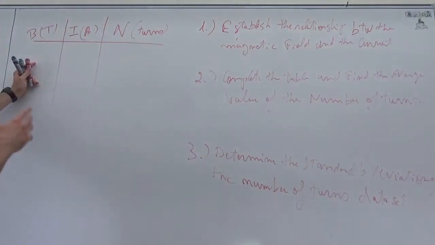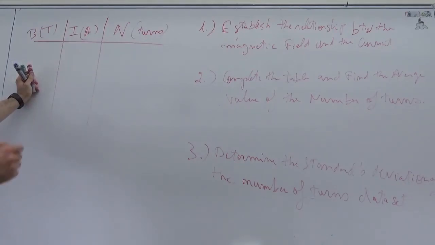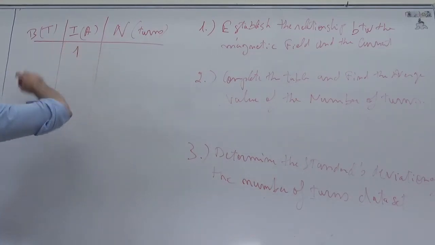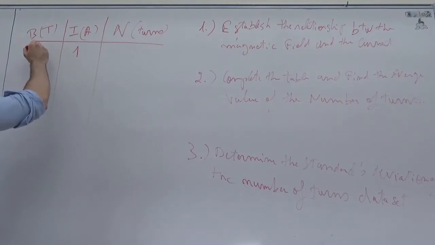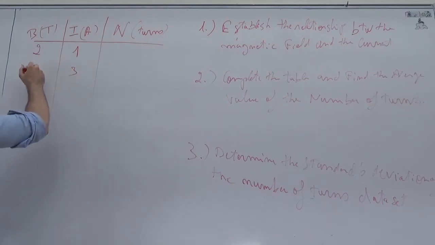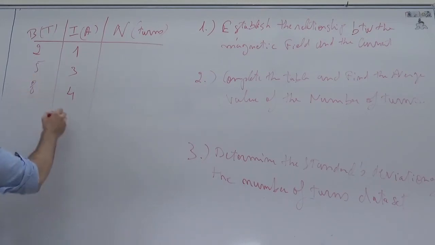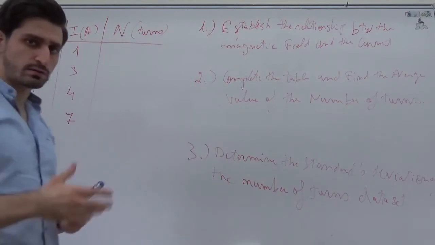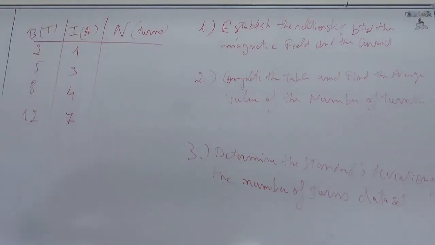So over here, for example, let's say we have a solenoid, and you are applying a certain electrical current to that solenoid. But each time you apply an electrical current, you are going to be measuring the corresponding magnetic field. So let's say over here you apply the current of 1 amp, then you measure a certain magnetic field of 2 Tesla, then you change the current to 3, you obtain a certain value of 5, then you change the current to 4, you obtain a certain value of 8, then you change the current to 7, and you obtain a certain value of 12 Tesla. So each time you are applying an electrical current to that solenoid, you are determining the corresponding magnetic field.